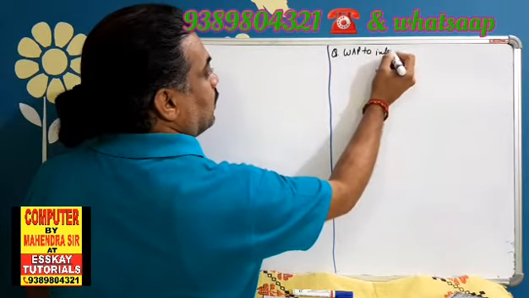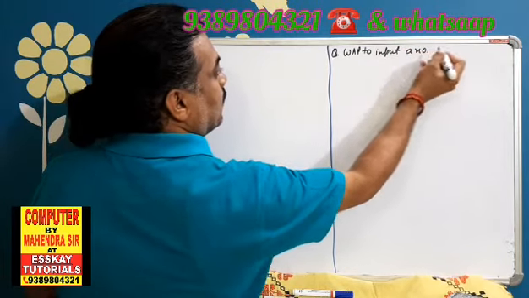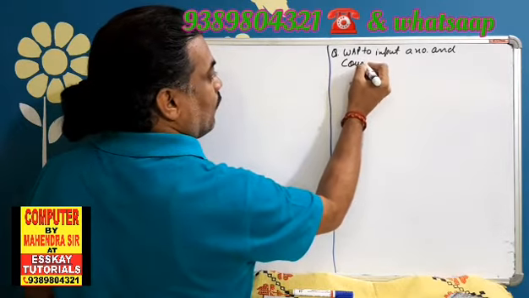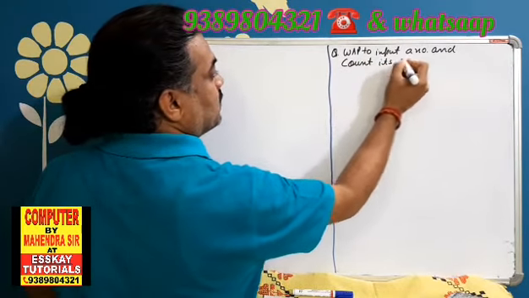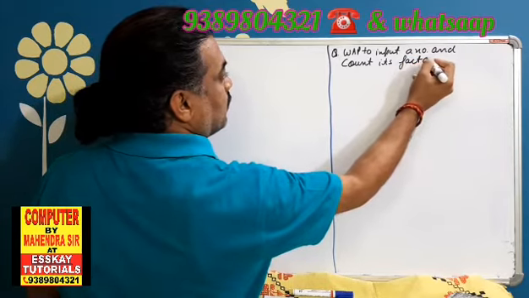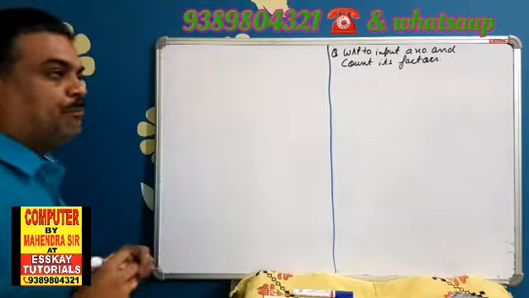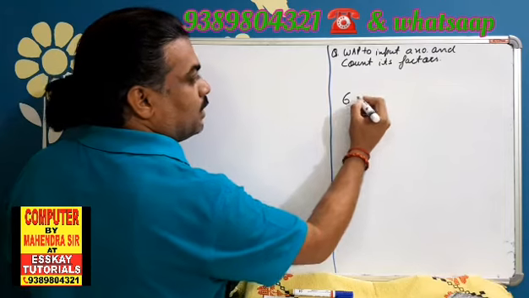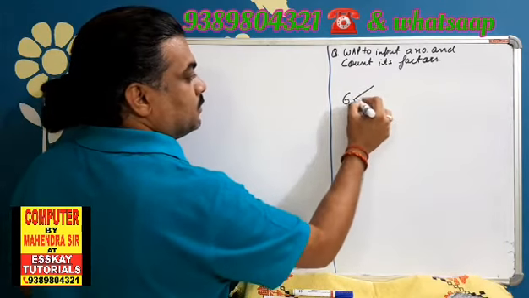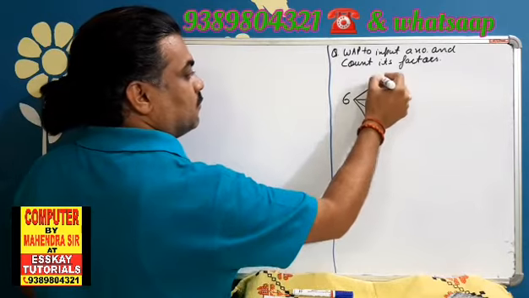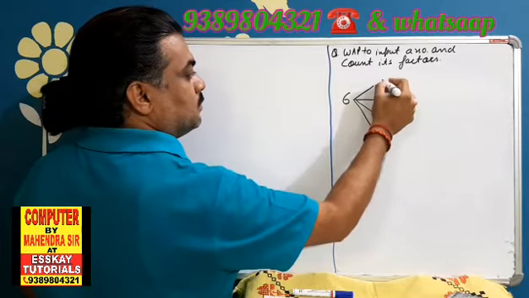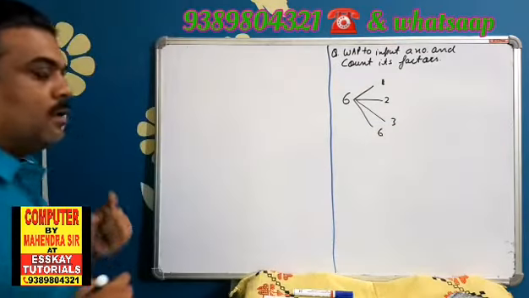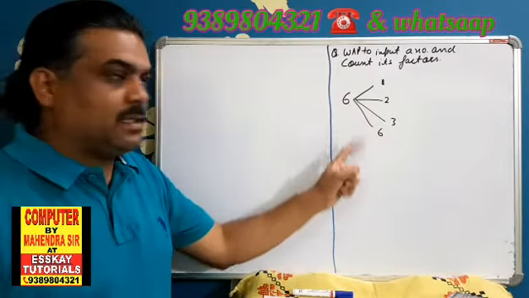Write a program to input a number and count its factors. So we all know, I have explained it priorly. 6 has factors 1, 2, 3 and 6 itself. So there are 4 factors.